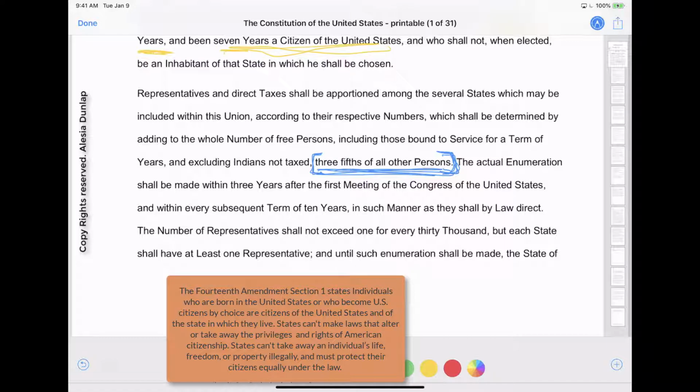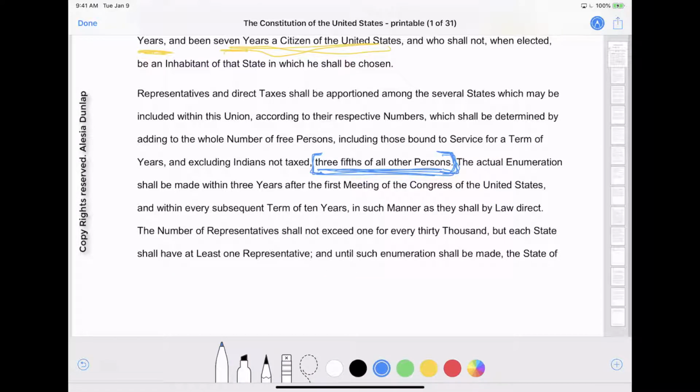Now, if you think having the 3/5 compromise was bad, right here, Native Americans weren't even counted at all. They weren't even part of this process. Native Americans weren't counted as a population. So they counted the whole free persons, so not slaves as well. So here we have a concept of a census.